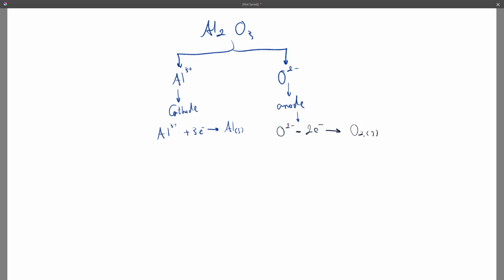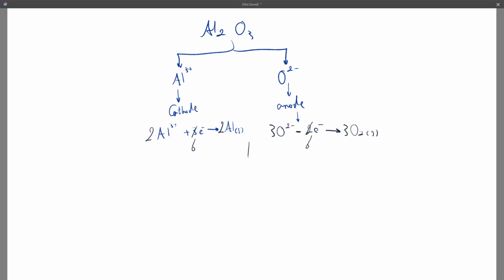Right. The problem with this reaction is that the number of lost electrons does not equal the number of gained electrons. So what we can do is multiply the cathode reaction by 2. So we'll have 2 aluminium ions, and here 2 multiplied by 3, we will have 6 electrons and 2 aluminium atoms. And multiply the reaction at the anode by 3 so that we can have 6 electrons. So we'll have 3 oxygen ions and 6 electrons and 3 O2 gas molecules.